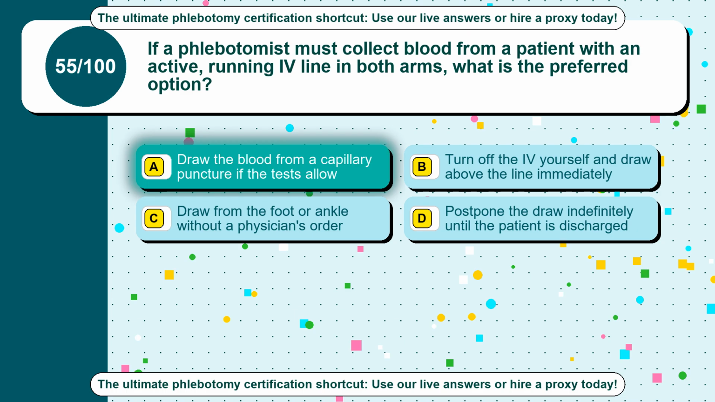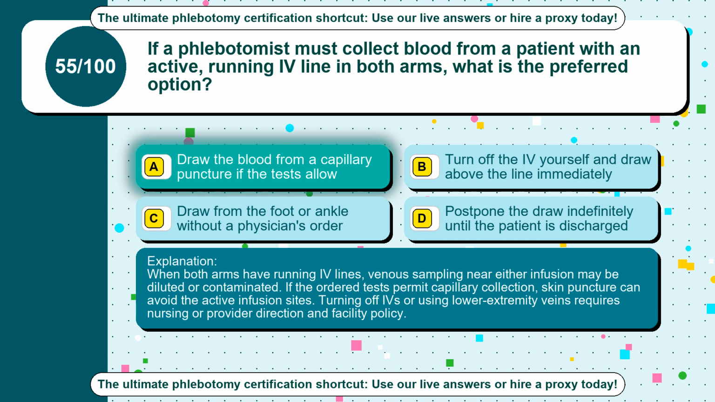The correct answer is option A, draw the blood from a capillary puncture if the tests allow. When both arms have running IV lines, venous sampling near either infusion may be diluted or contaminated.